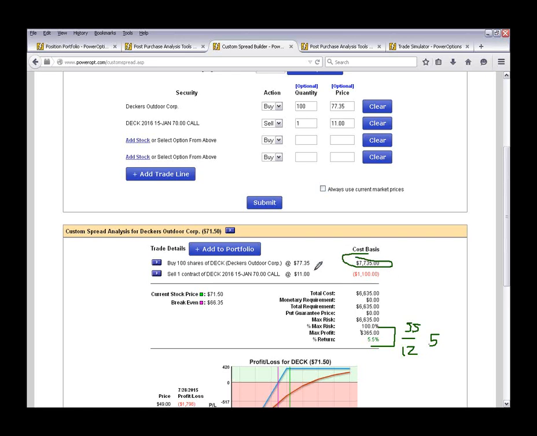What is that taking into account? Well, we're selling a call that's $7 below our cost basis. We're taking in $11, so we're recovering that and then repairing it for a profit of $365 over a 12-month period.